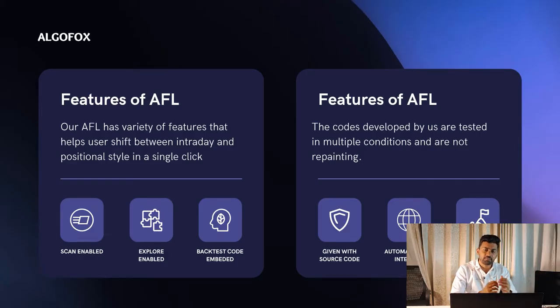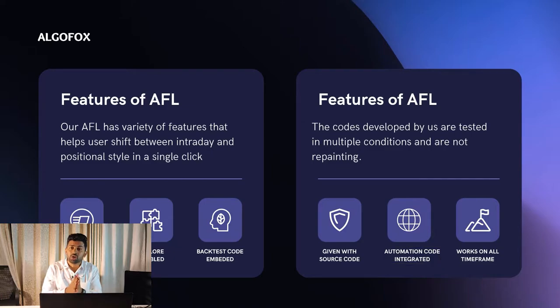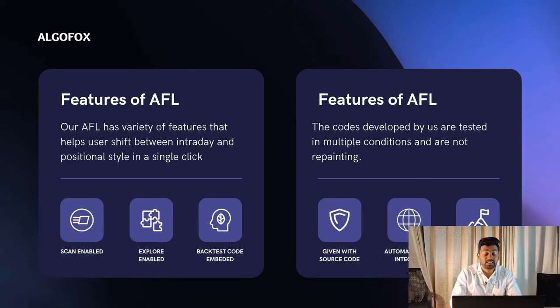Also, just like the EMA code, this will be scan enabled, backtest enabled, explore enabled, fully automated, and non-repainting in nature. This is also given to you with source code so that you can share it with your friends and family as well. This works on all time frames. Let us look at how it looks on AmiBroker and what the backtest results are.